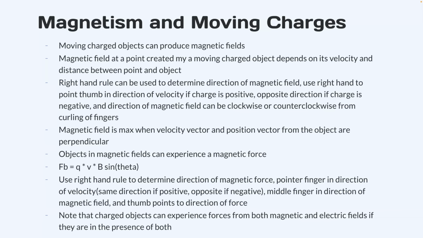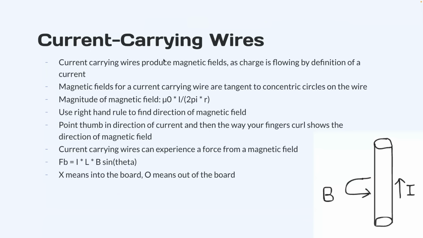So we can use this equation to describe magnetic force: F = qvB sine theta. The sine theta makes sense because when theta is 90, sine of theta will be 1. And we also use the right-hand rule to determine the direction of magnetic force. So we point the finger in the direction of velocity, the middle finger in the direction of the magnetic field, and the thumb will then point to the direction of force. Note that charged objects will experience forces separately from both magnetic and electric fields if they are in the presence of both. Current carrying wires produce magnetic fields, as charge is flowing by definition of a current.